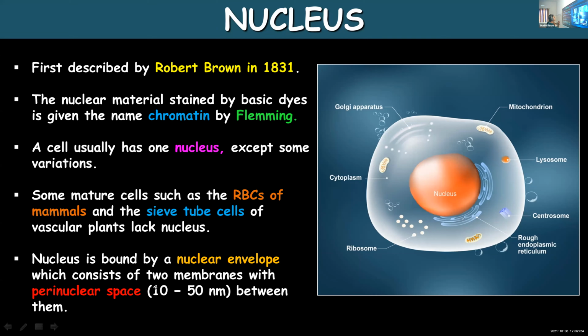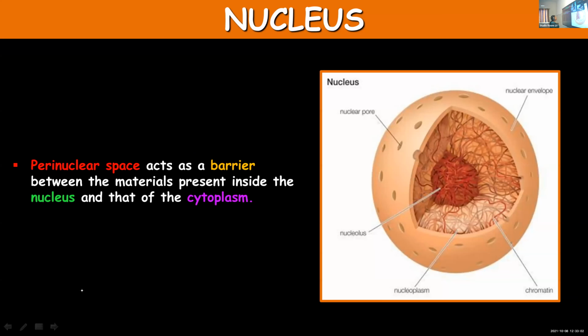Nucleus is covered by a nuclear membrane or nuclear envelope, which has 2 membranes. So nucleus is also covered by 2 membranes. And in between these 2 membranes, you can see a perinuclear space. Where is the perinuclear space? In between the 2 membranes. The space enclosed by these 2 membranes, you call it the perinuclear space. That is 10 to 50 nanometers between them.